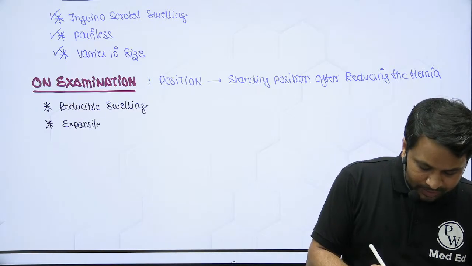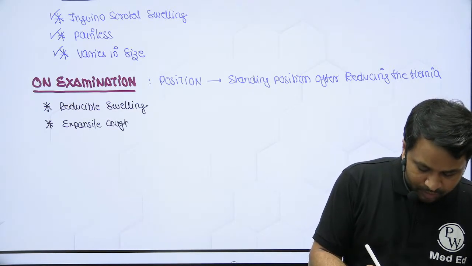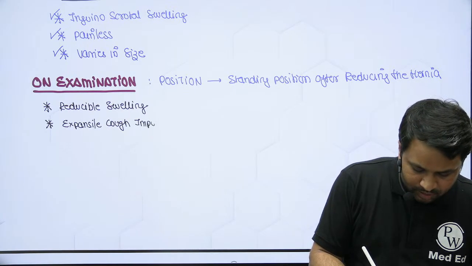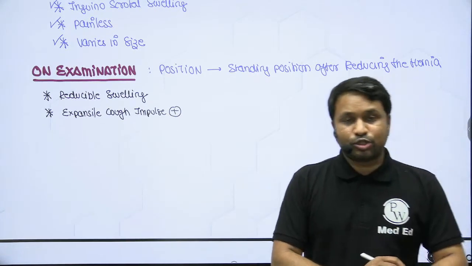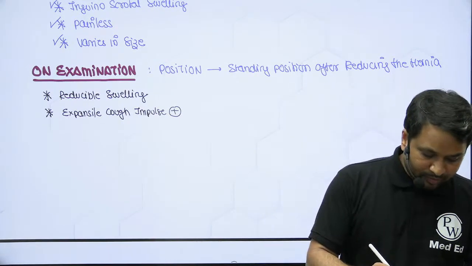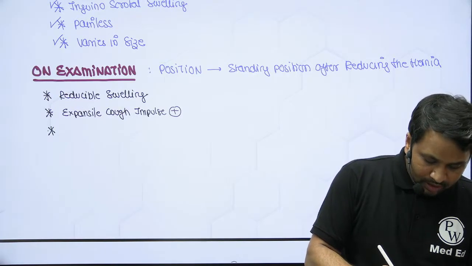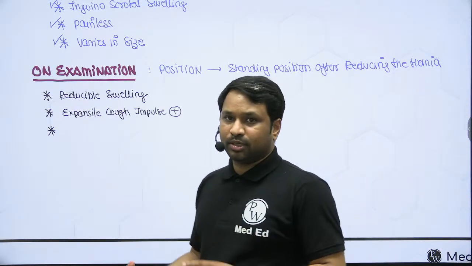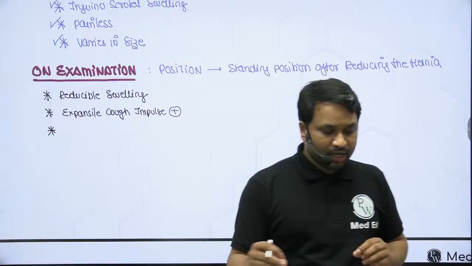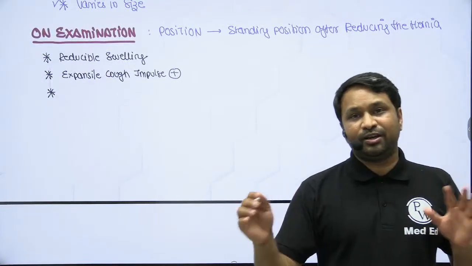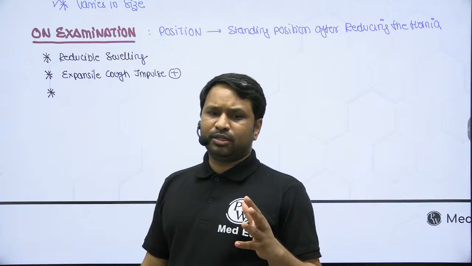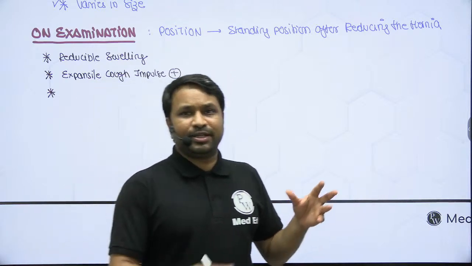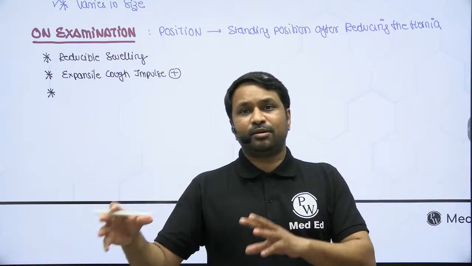So there will be presence of an expansile cough impulse. It's a reducible swelling, and an expansile cough impulse is going to be present. Now, once the swelling comes, based upon where it has reached, you can differentiate into 3 different contexts, right? Every time you examine the hernia, you have to tell whether it is a bubonocele, whether it is a funicular, or is it a complete variety, right?